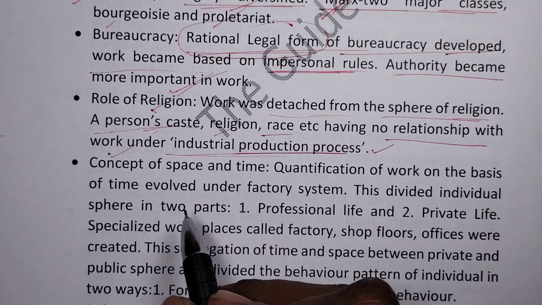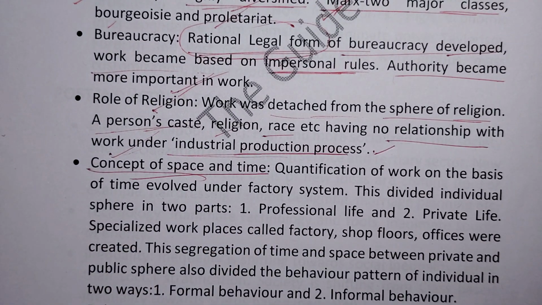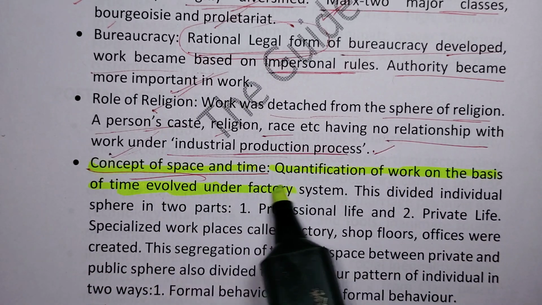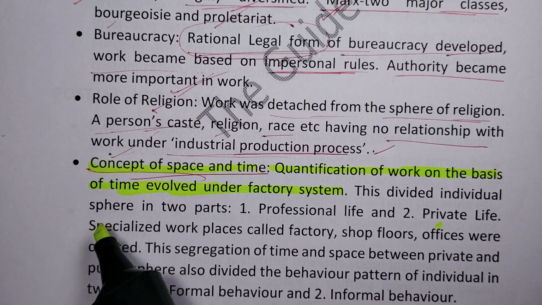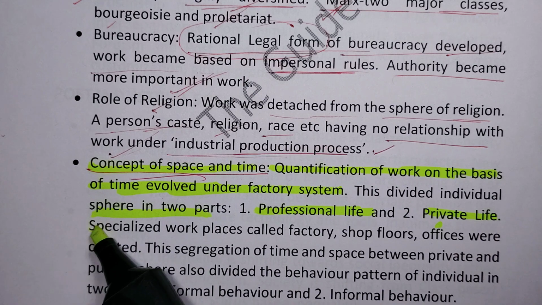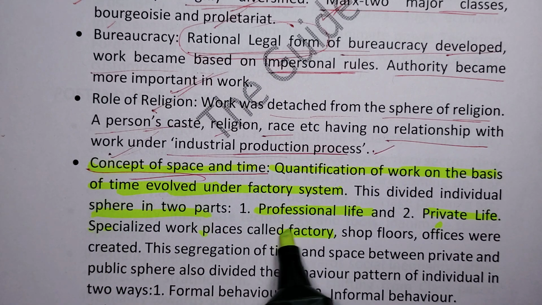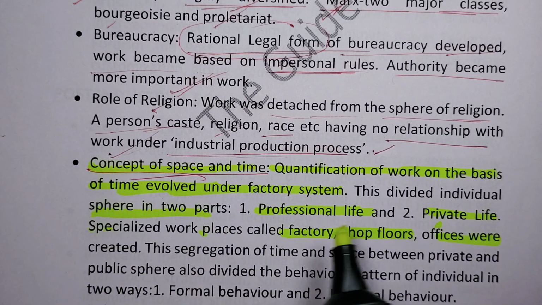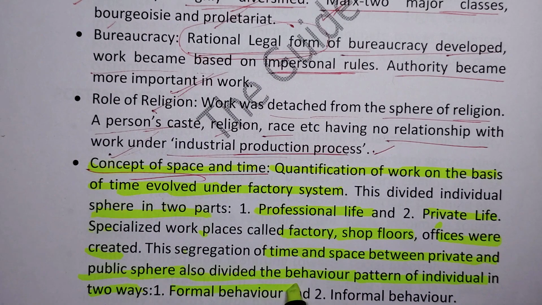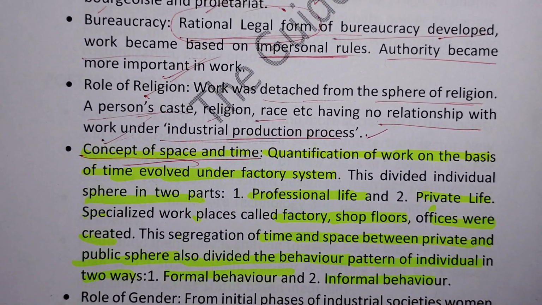Concept of space and time. Quantification of work on the basis of time evolved under the factory system. This divided the individual sphere into two parts, professional life and private life. Specialized workplaces called factories, shop floors and offices were created. This segregation of time and space between the private and public sphere also divided the behavioral pattern of the individual in two ways, formal behavior and informal behavior.